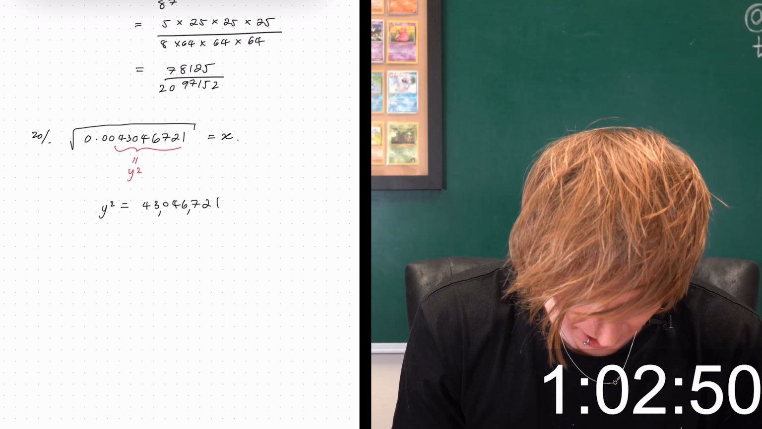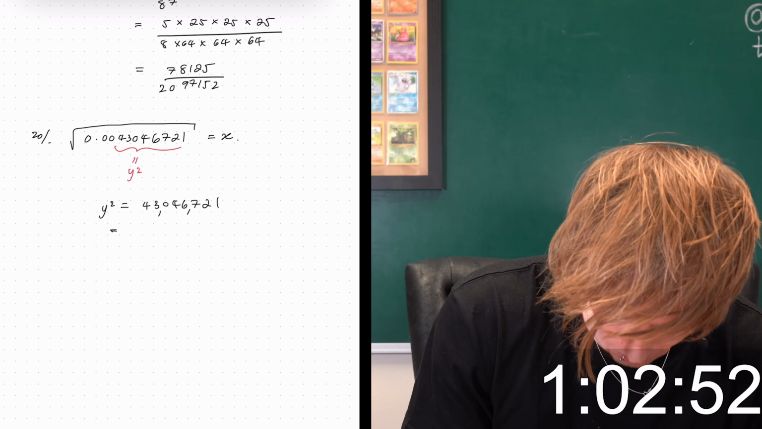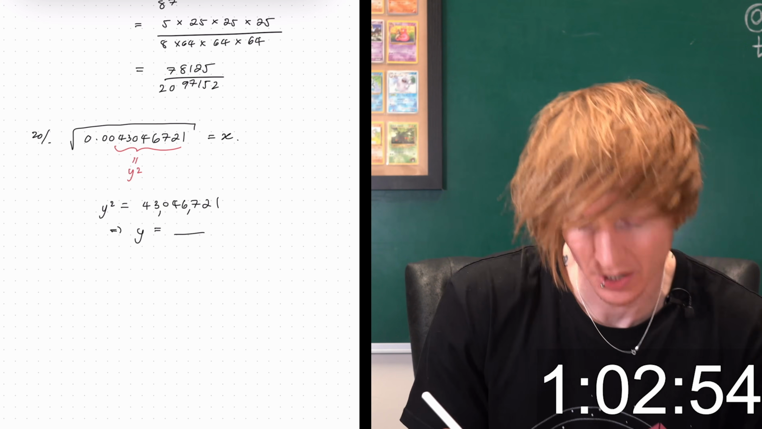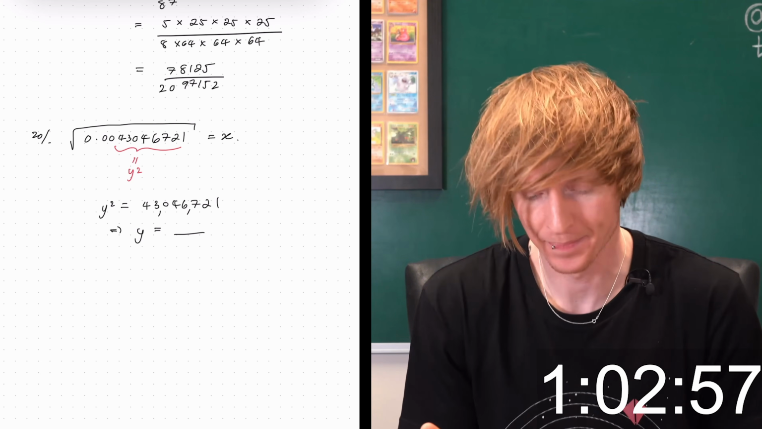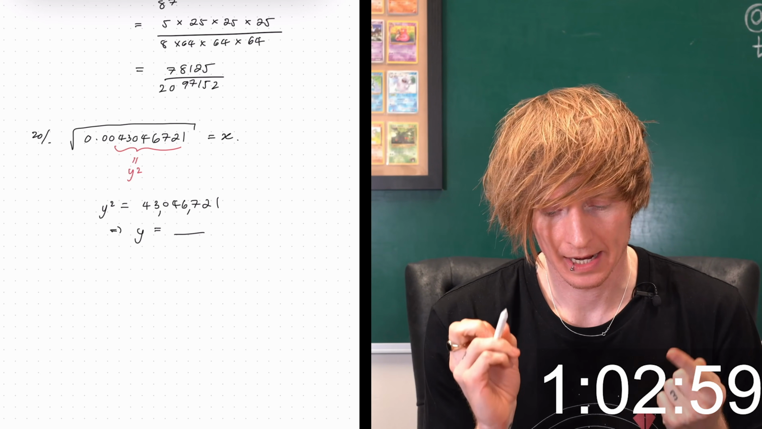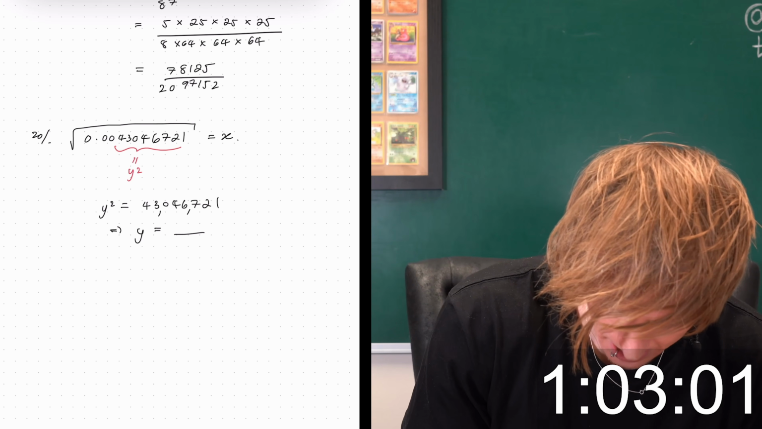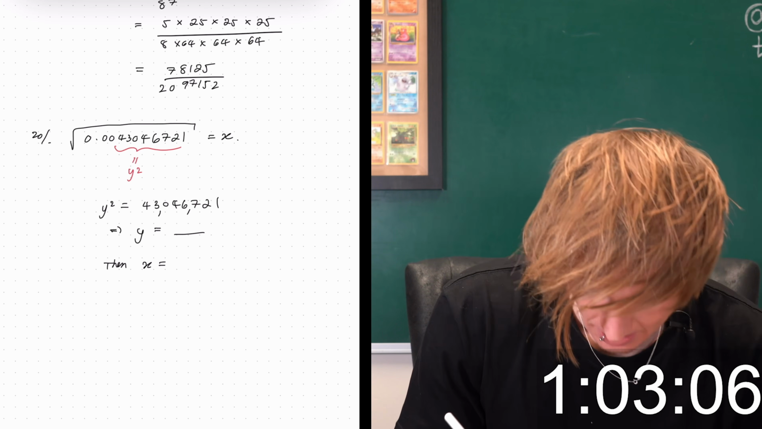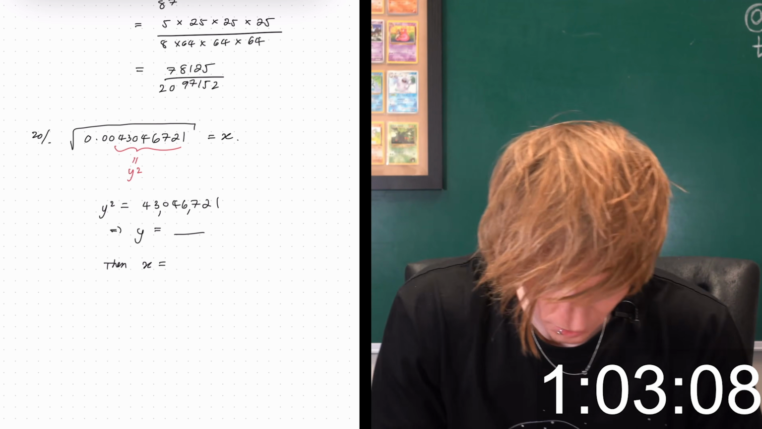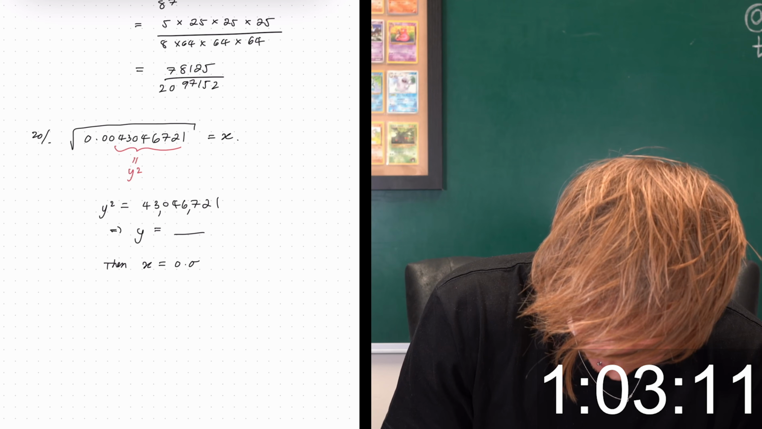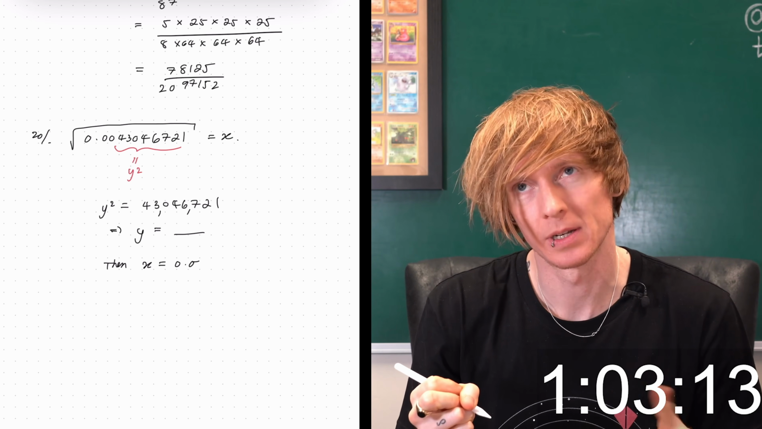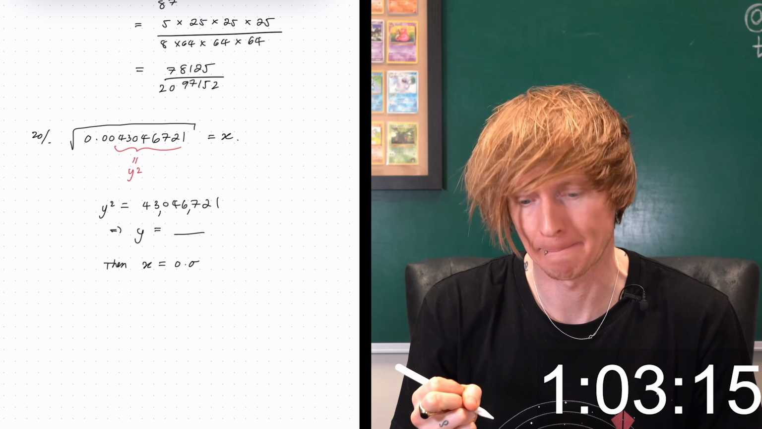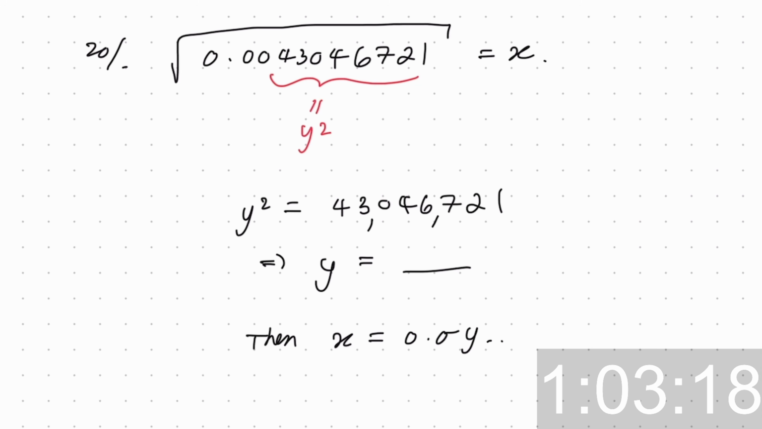Then y of that, then we can compute y, which is going to be the square root of that number. And then that's going to be the answer, I think. Then x is, then what would it be? Then x would just be 0.0 times that, I think. 0.0 and then just y dot dot dot. I think that's what it would be. Well, let's check my theory.